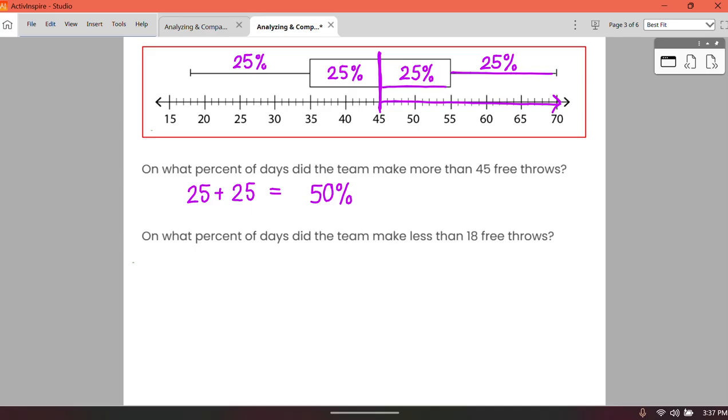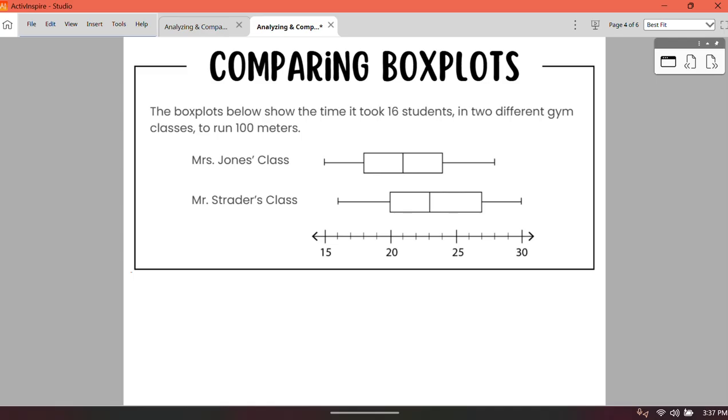The last question for this graph says, on what percent of days did the team make less than 18 free throws? Well, 18 was down here. Less would mean I'm going that way. There's nothing. No part of the graph is down there. So on 0% of the days did they make less than 18 free throws. So those are the kind of questions you could expect to see if you're given a box plot. But what about if you're given two box plots?